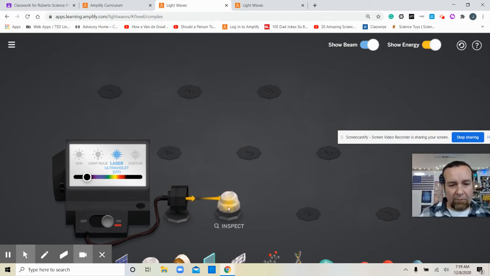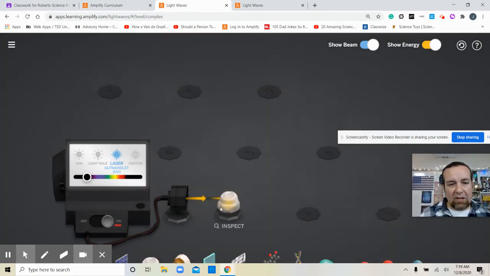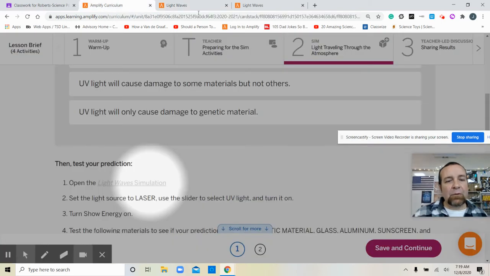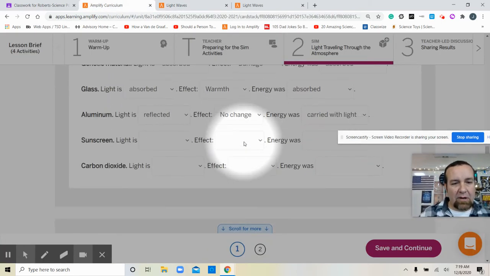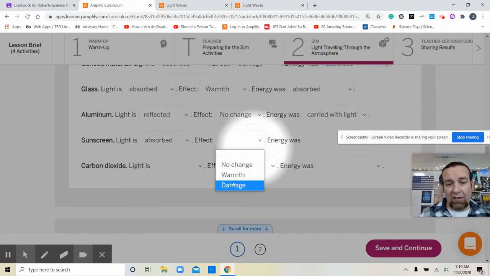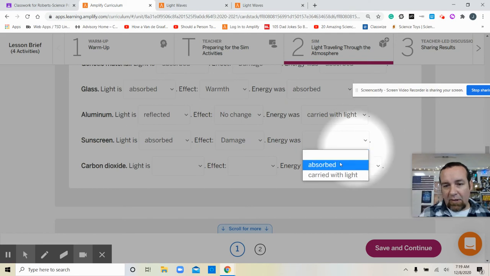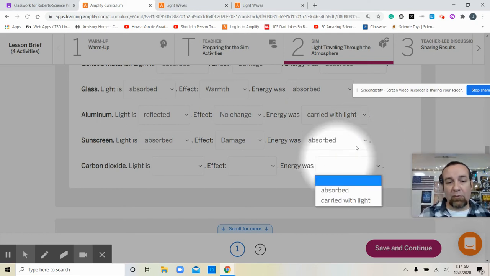Okay, what do we got? Oh yeah, look at that. Sunscreen, it is getting damaged. It's absorbing. So now we can answer what's going to happen for our sunscreen. Light is absorbed. The effect was damage. And the energy was absorbed.